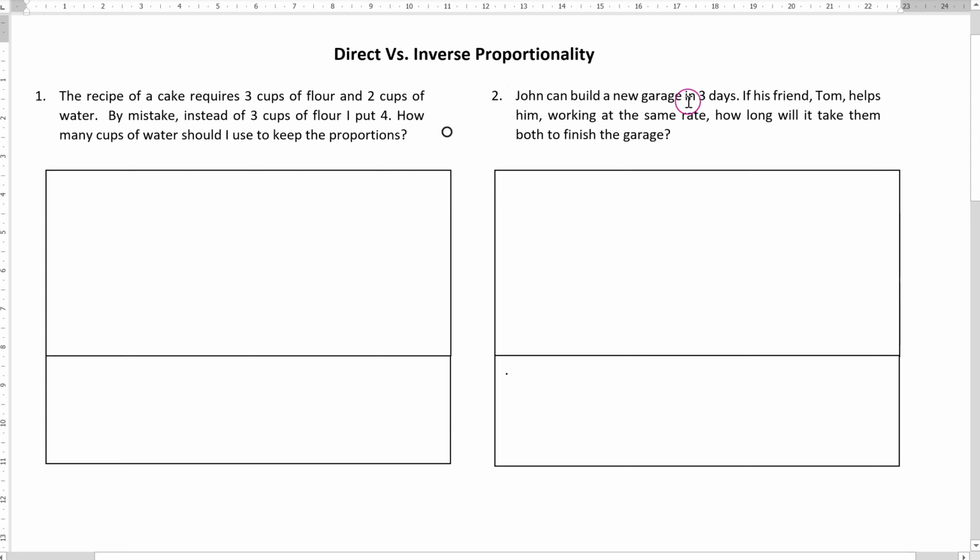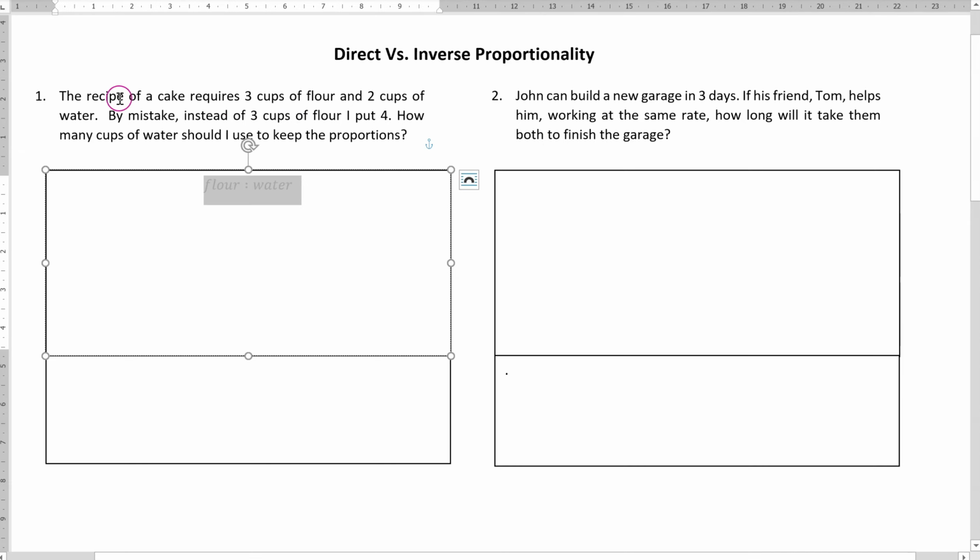John can build a new garage in 3 days. If his friend Tom helps him, working at the same rate, how long will it take them both to finish the garage? As you can see, I just chose some random numbers. You can do them in your mind, but it's not possible all the time to solve the word problems in your head. So let's see how we can do that.